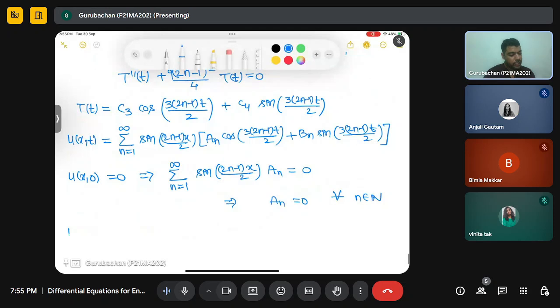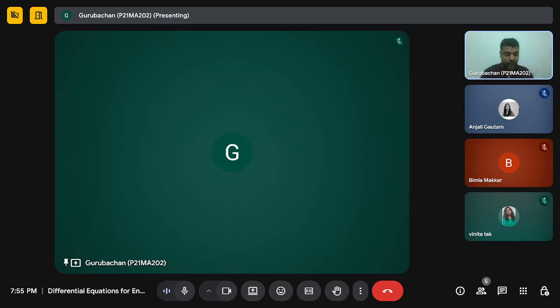Now the second condition is u_t(x,0) is 1 plus cos cube x. Okay, so how can we deal with it?